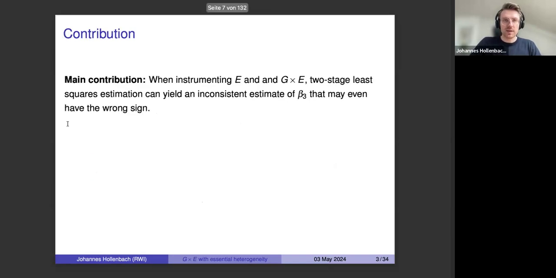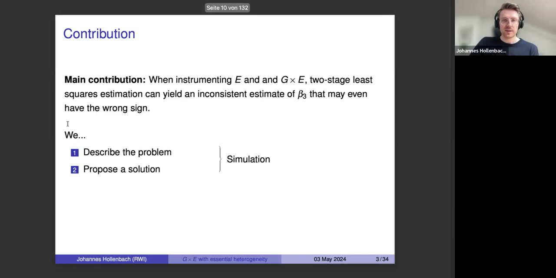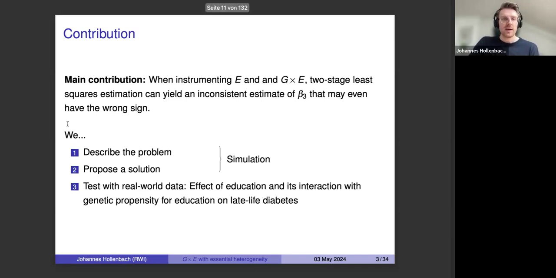The problem that we're showing is that when you're instrumenting E and G by E, you're usually doing that with two-stage least squares estimation. What that can do is yield an inconsistent estimate of your central parameter beta 3 that may even have the wrong sign, and that would then lead you to make wrong conclusions from your estimates. In the paper, we describe the problem, we propose a solution, and we do that using a simulation example, and then we apply this to real-world data.